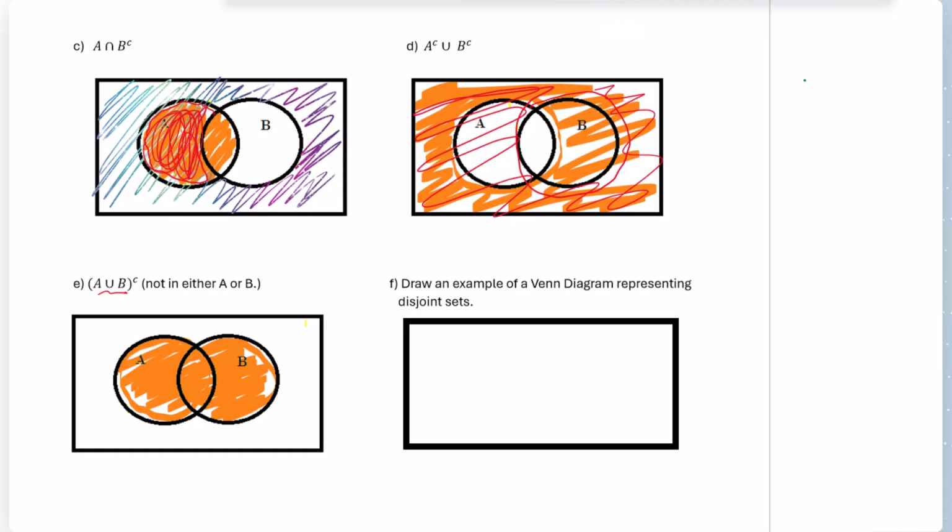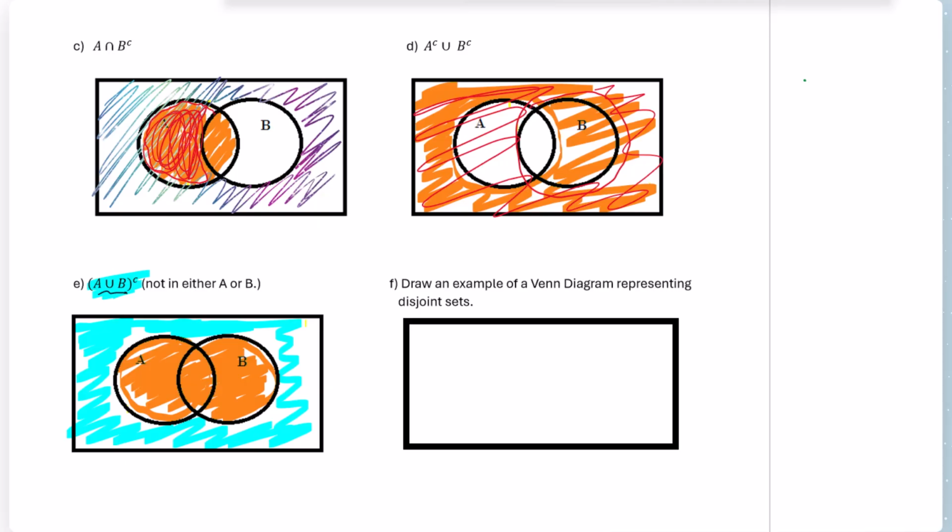We are looking for what is not A union B. So what is not A union B? That's all of the area outside of it. And therefore my highlight would be the answer.